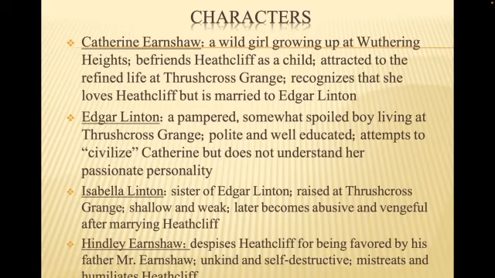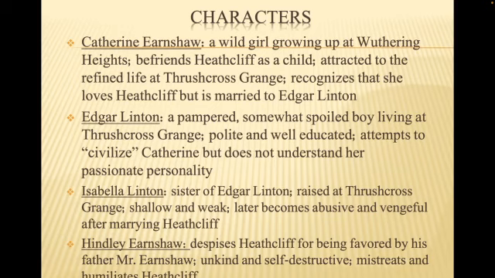Catherine Earnshaw is a wild girl growing up at Wuthering Heights. She will befriend Heathcliff as a child, and she's attracted to the refined life at Thrushcross Grange. Therefore, she is going to be torn between two lovers. She recognizes that she loves Heathcliff, but she will marry Edgar Linton for the money.